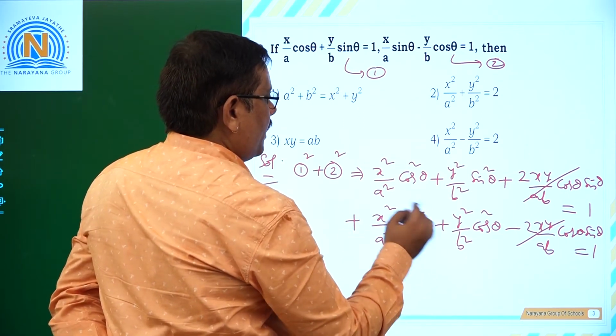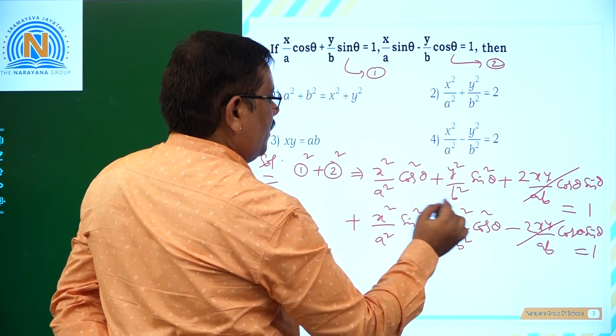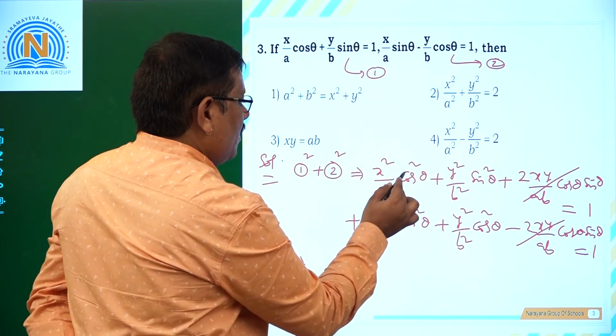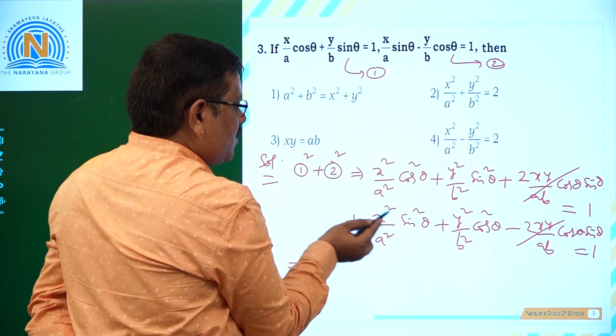Okay, next, if you simplify, further we can take x square by a square common in these two.